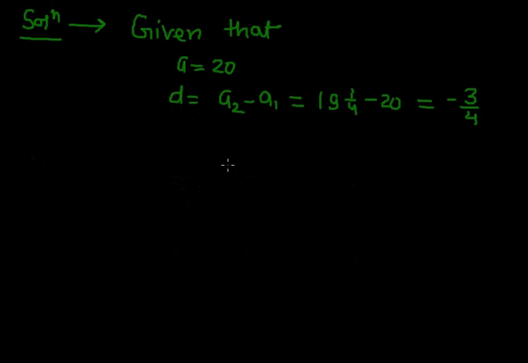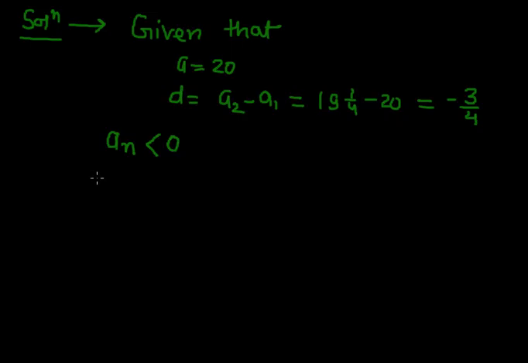Now see, we have to evaluate the first negative term. For the first negative term, let's suppose the nth term is the first negative term, and for a negative term the expression should be less than 0. When will the first term be negative? It will be negative when you solve the whole expression and get a value which is less than 0. So I have made an inequality here that a n should be less than 0.